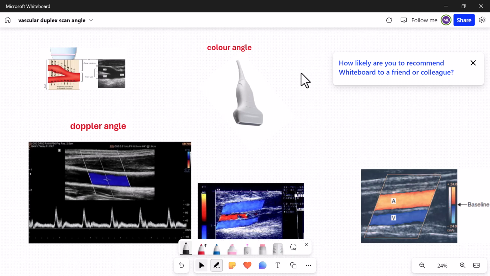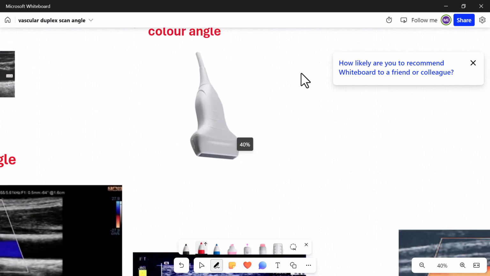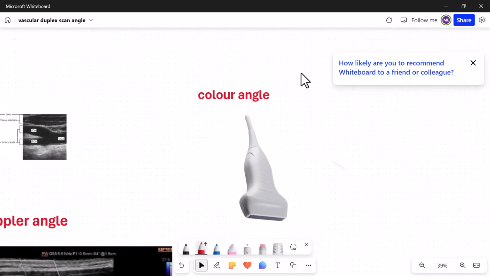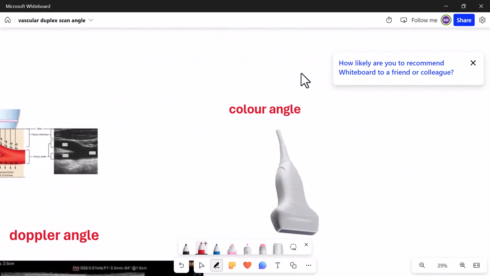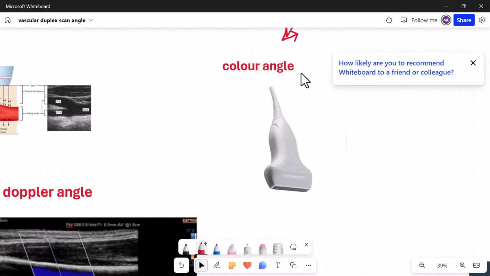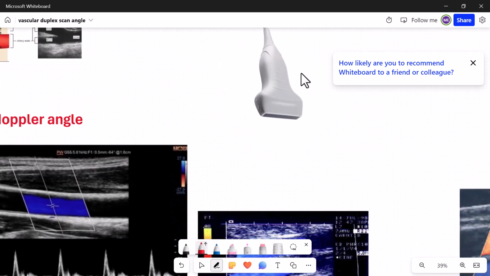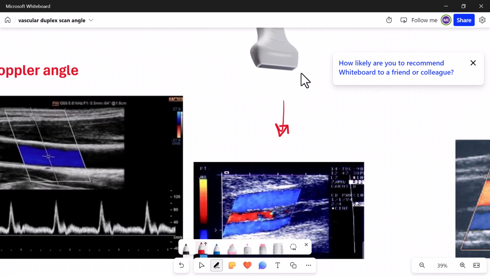I would like to explain today two important issues to the vascular surgeon. Number one is the color angle. Color angle: when you put a probe over tissues, you have beams coming from that probe.